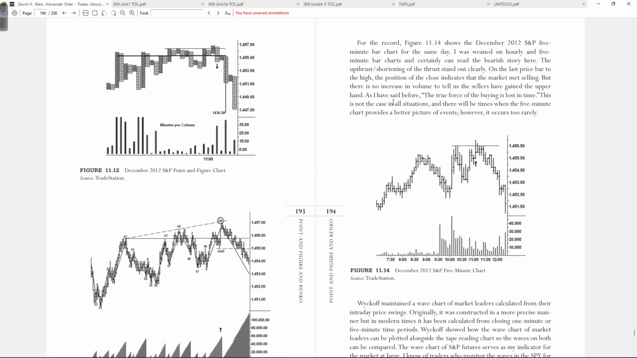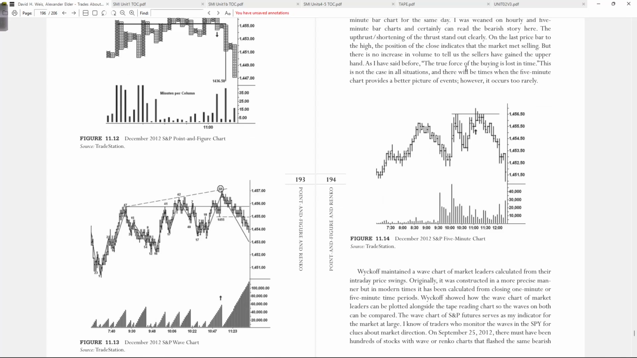As I have said before, the true force of the buying is lost in time. This is not the case in all situations, and there will be times when the 5-minute chart provides a better picture of events. However, it occurs too rarely.